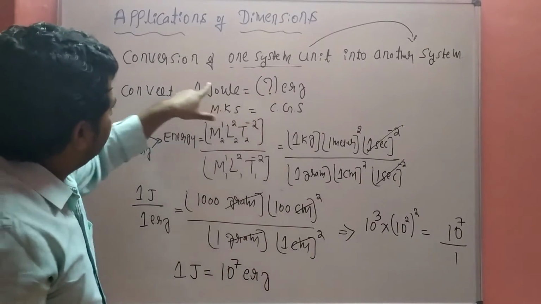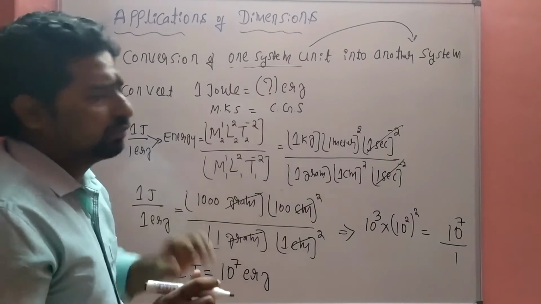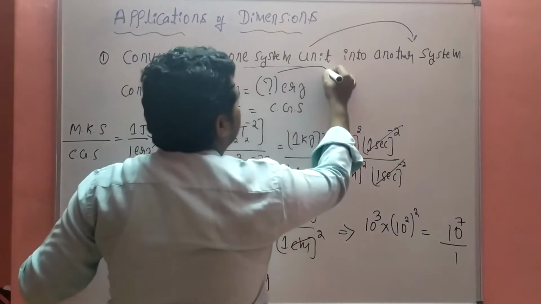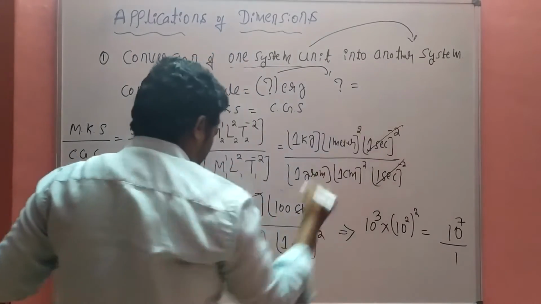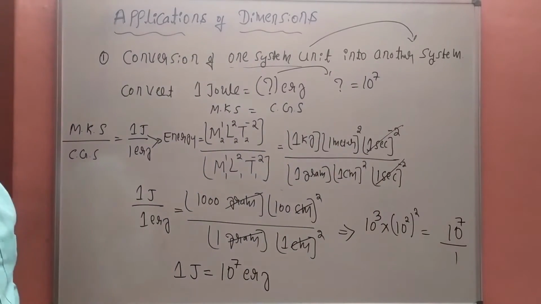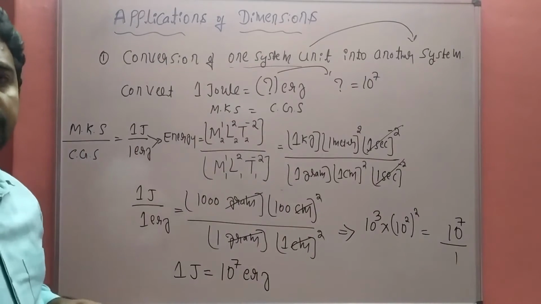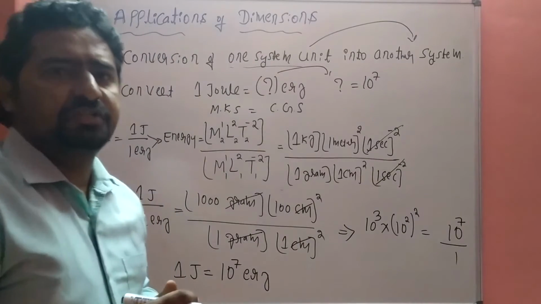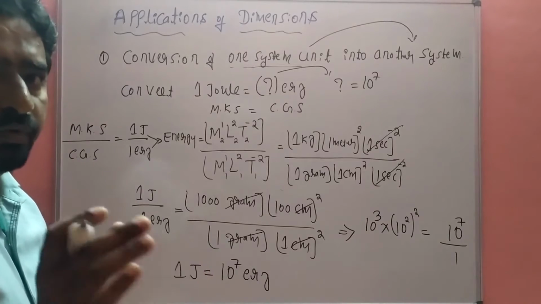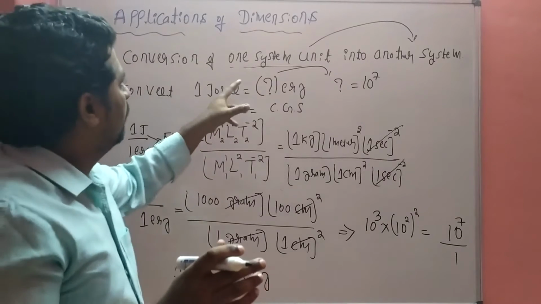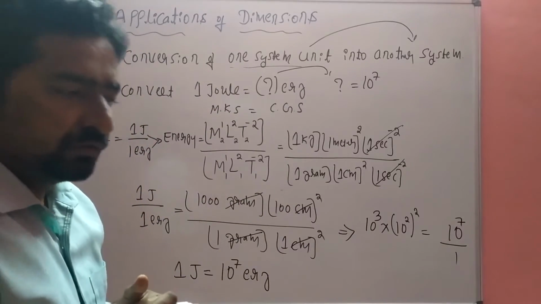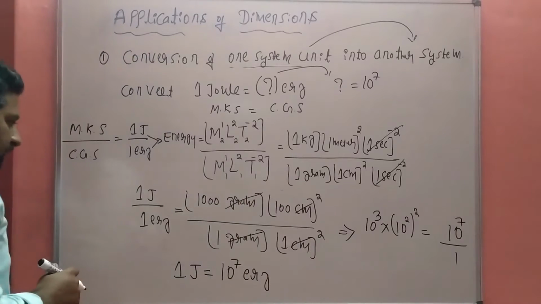So first of all I didn't know, and now I found it. The answer to the question mark is 10 to the power of 7. So this is a very good application to find out the conversion of one system into another system. Let's see some examples again.